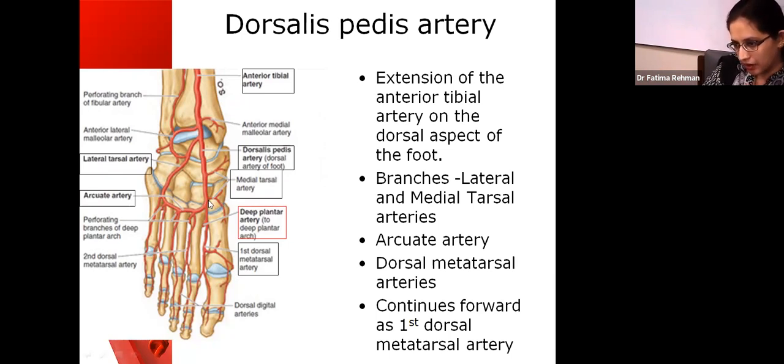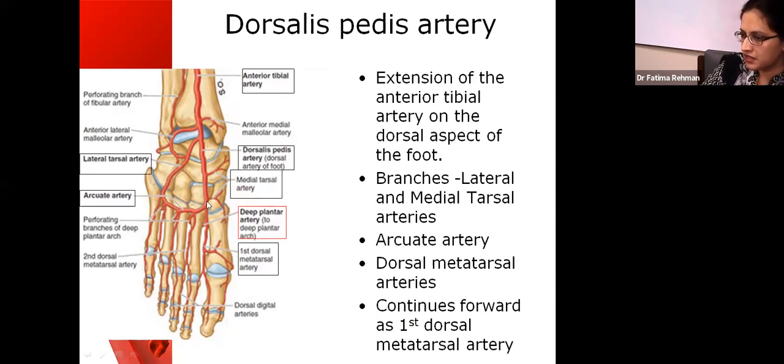Medially, it is associated directly with the trunk of the dorsalis pedis artery. But when this arch goes laterally over here, it is joined by the lateral tarsal artery. Okay. Now this arcuate artery and this dorsalis pedis artery give off branches, and these branches are called the dorsal metatarsal arteries. These dorsal metatarsal arteries are the ones which are branches given off by the dorsalis pedis artery and by this arcuate artery.